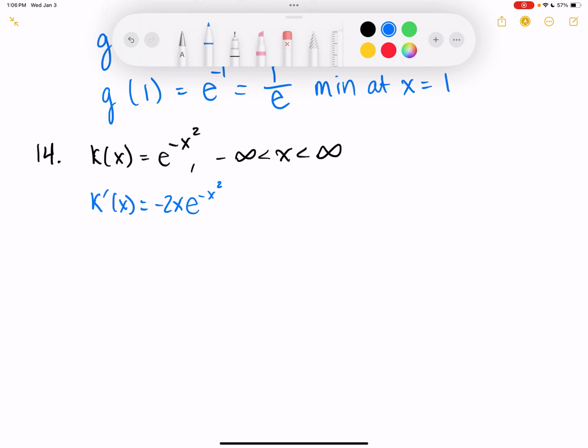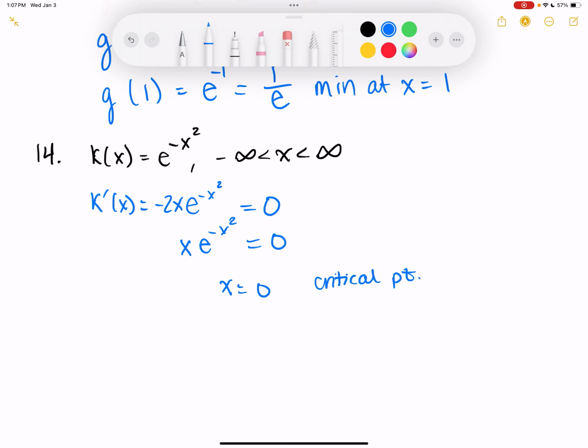So now I'm going to set this equal to 0. So that means the negative 2 would go away and I'd be left with x e to the negative x squared. What is the only way that can be equal to 0? Because there's no way for it to be undefined, if x is 0. So x equals 0 would be the only 0. So that's the critical point.